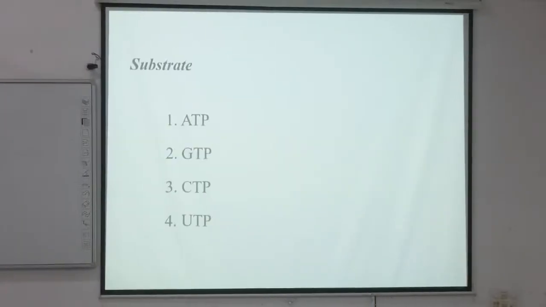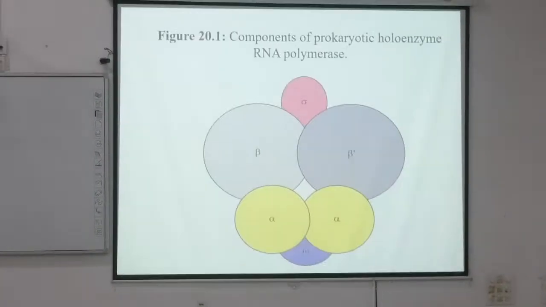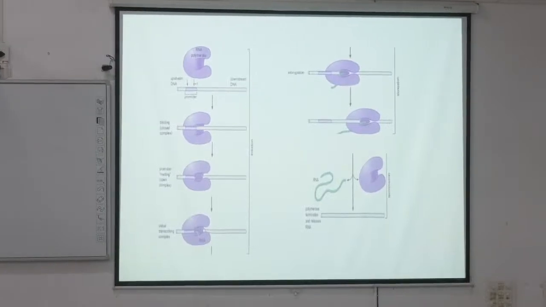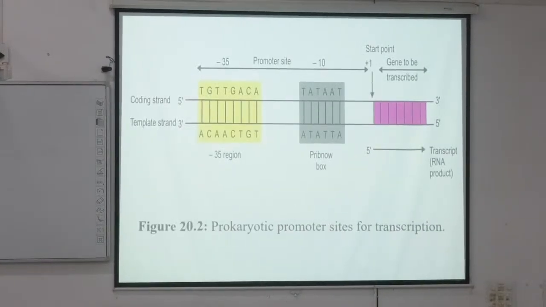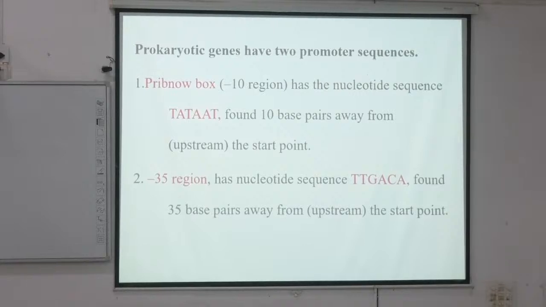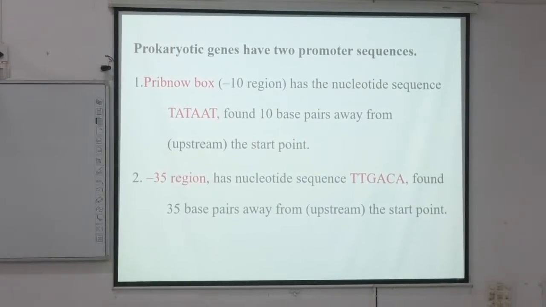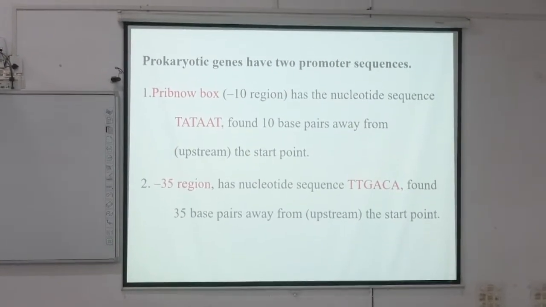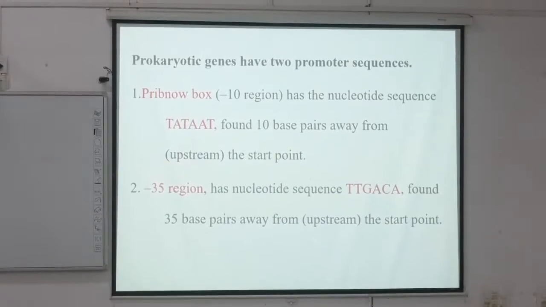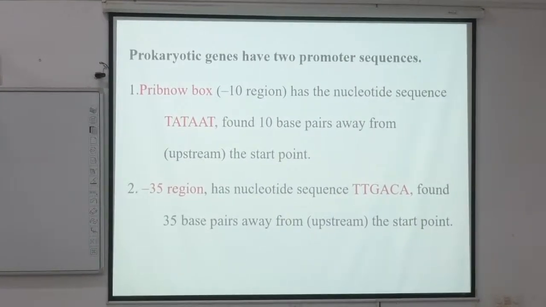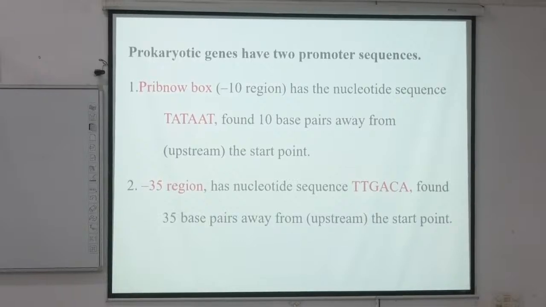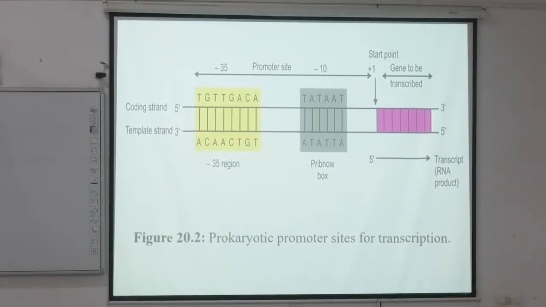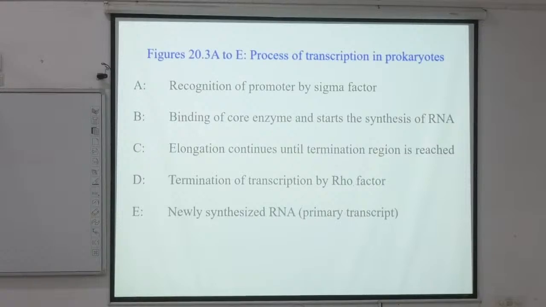Let's complete this with this slide. So these are the two types of regions. We call the Pribnow box the TATA box, and there is another region which is also recognized by sigma proteins. Initially, this region is recognized by the protein. The sequence is TTGACA. We already completed all these points in detail. Okay? So we understand the main things.